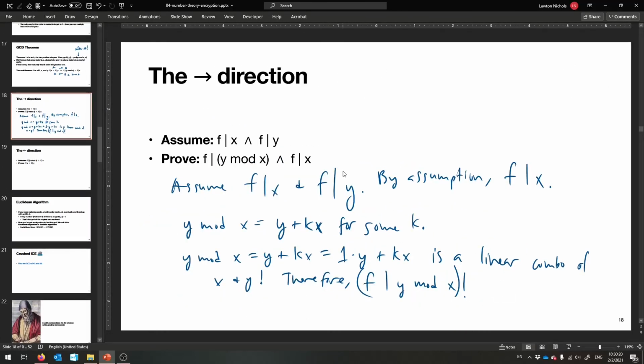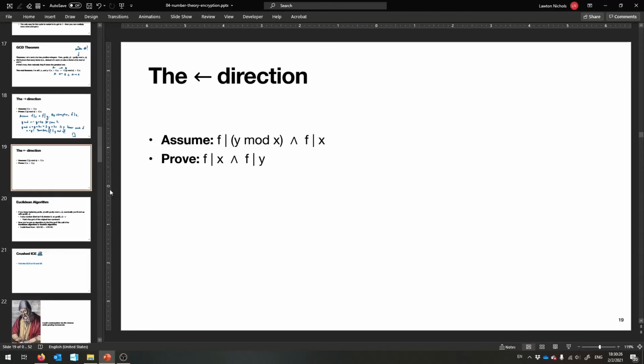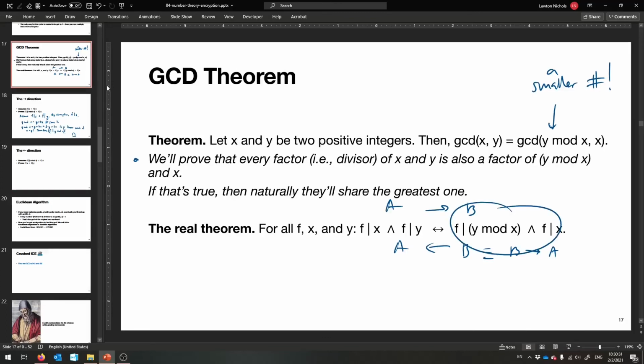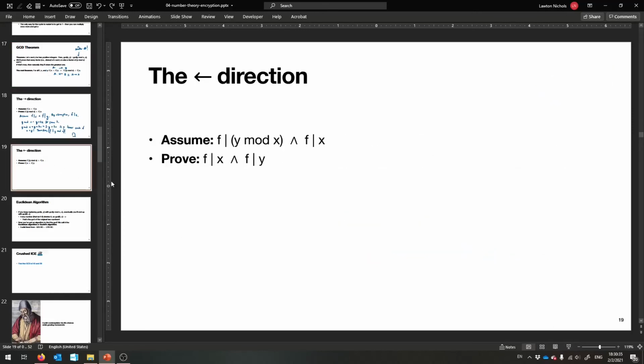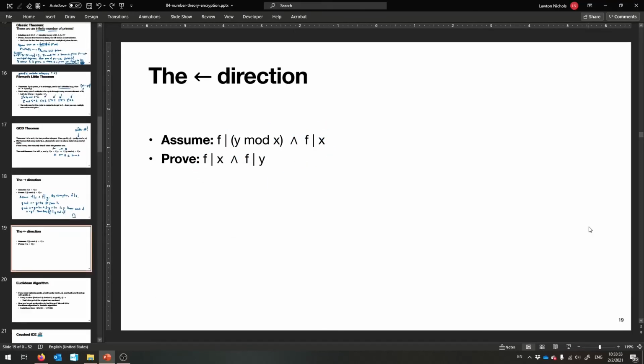That proves this side. Okay, so that's like half QED, like an unfilled box. Now we're ready for the right to left direction. So we're going to assume the right-hand side, this over here, and then prove this side right here. Are you ready? Let's do this.